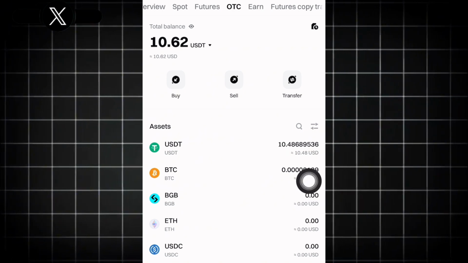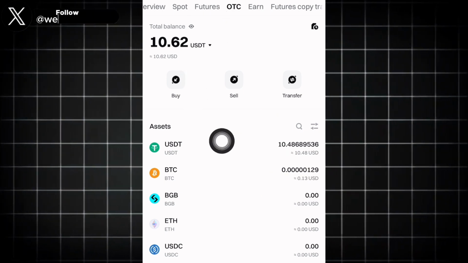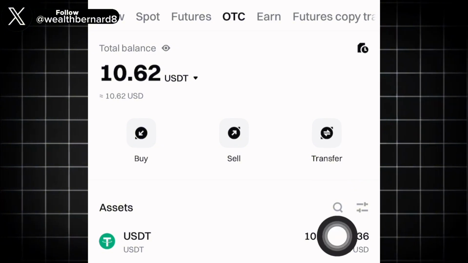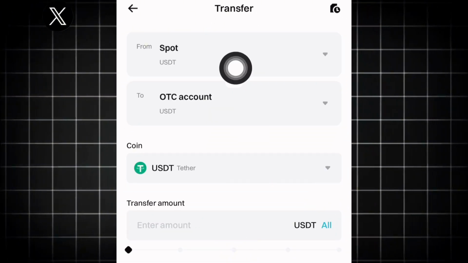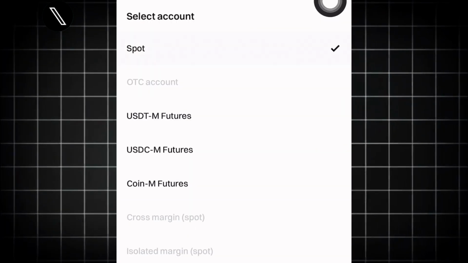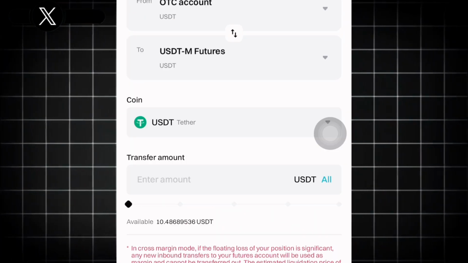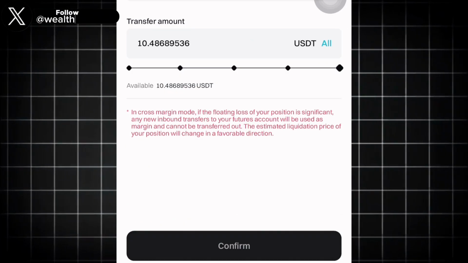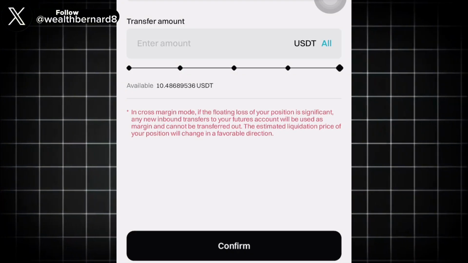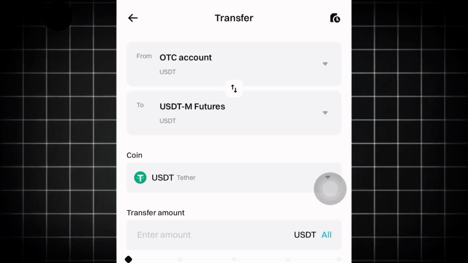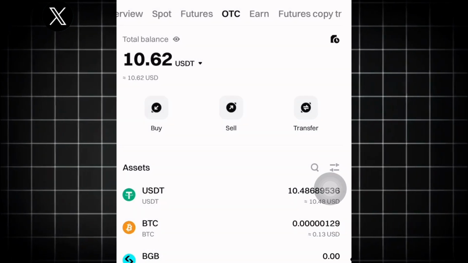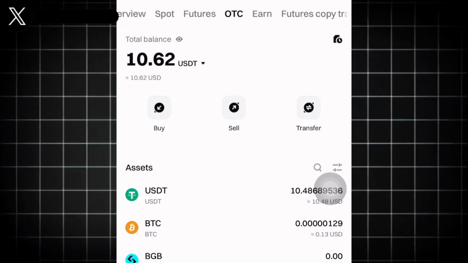For me to trade futures, I'll have to transfer it to my futures account. Now how do I do that? I'll have to click on transfer, and once I click on transfer, the next thing I want to do is to toggle this, click on it, and then make sure it's on USDT futures. Click on all for the sake of the tutorial and click on confirm, and then click on confirm again. Automatically I will have USDT on my futures trading account. Is that easy? So now I've done that, next thing I want to do is then go to futures trading and start trading.